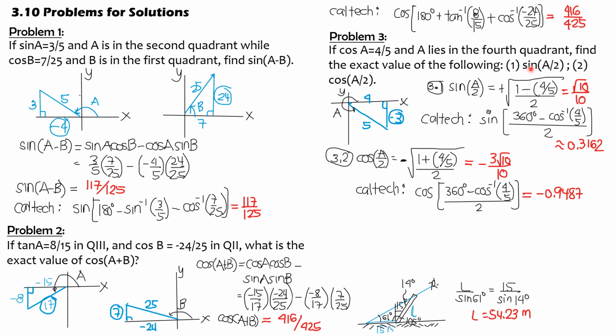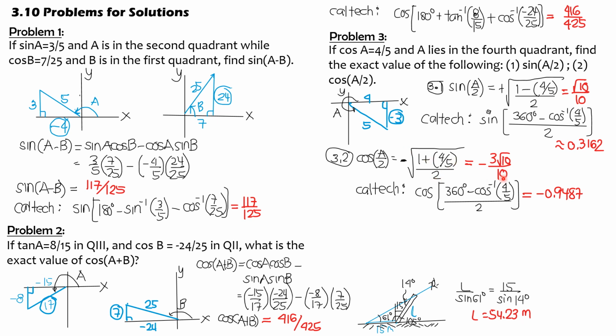Then cosine of A over 2, because A over 2 lies in the second quadrant and cosine there is negative. So that's why we precede the formula with the negative sign. Square root of 1 plus cosine A all over 2. So that would be negative. So negative square root of 1 plus 4/5 over 2. So negative 3 square root of 10 over 10.